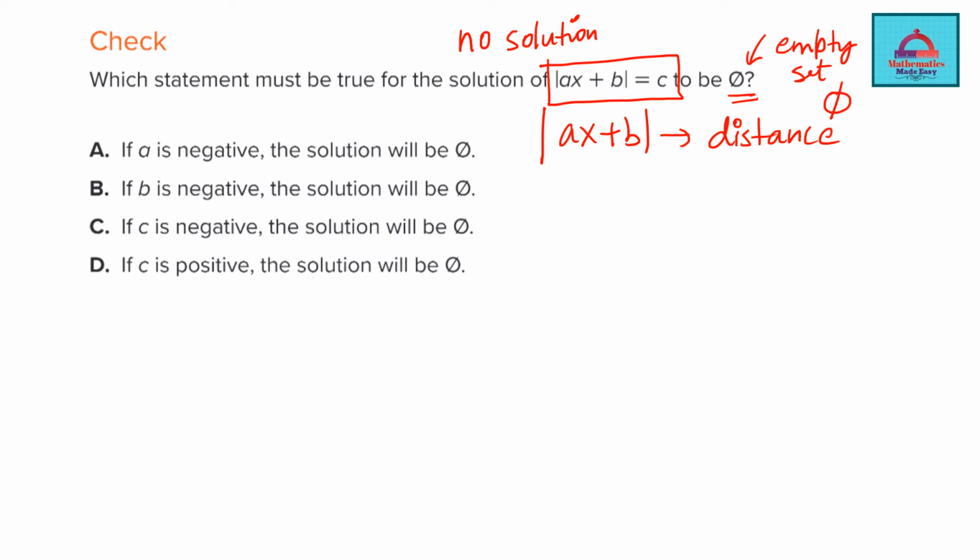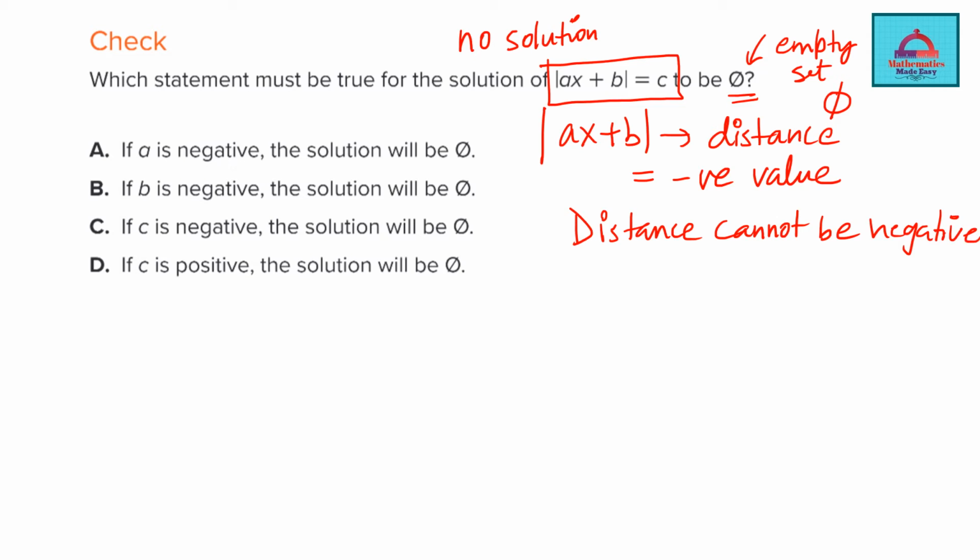So that is only possible if the absolute value is equal to a negative value. As you know, it is representing distance, and distance cannot be negative. Distance is always positive. So the answer would be C. That is, if c is negative, the solution will be the empty set.